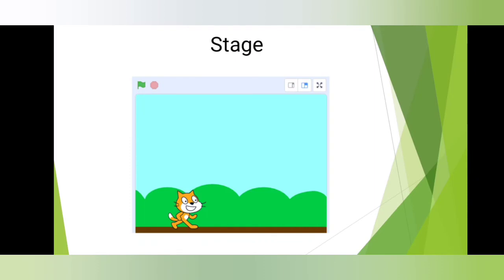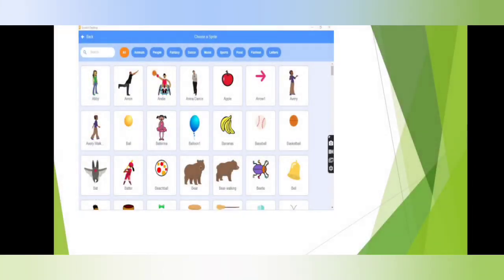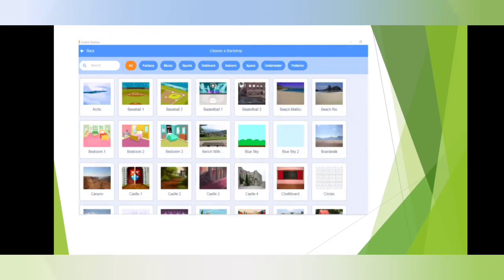Second is stage. It is the main working area where the sprite moves and performs action as per the given instructions. Here you can watch stories, play games and run Scratch projects that you have created. Third is Sprite. Sprite is a small graphic character that performs action in a Scratch project. Cat is the default sprite in Scratch.